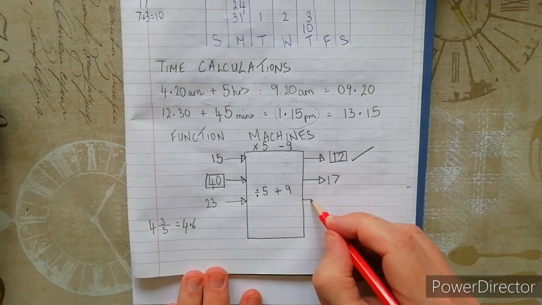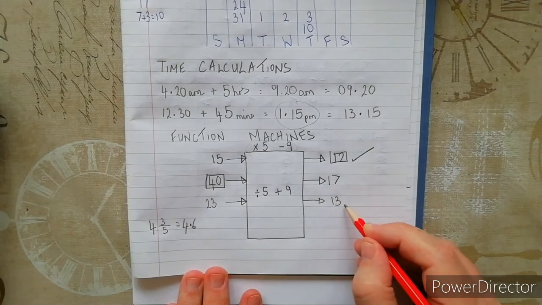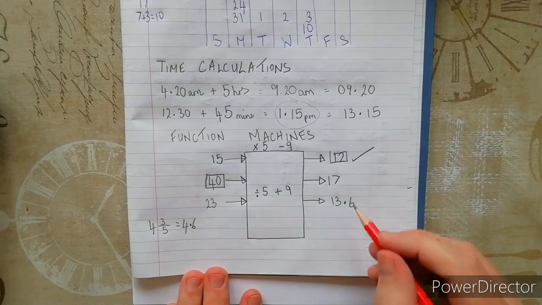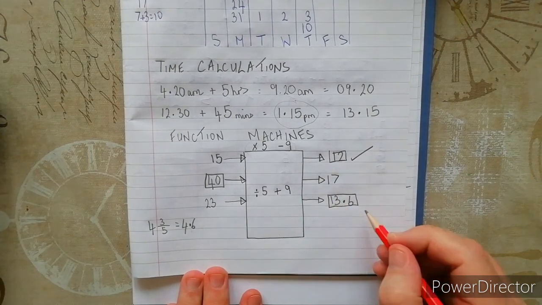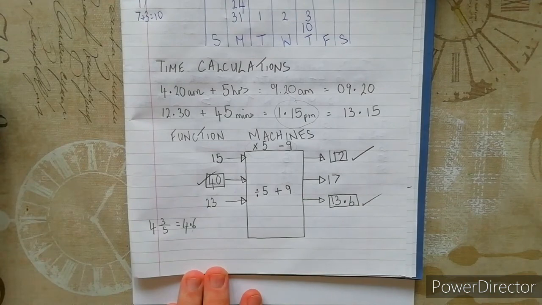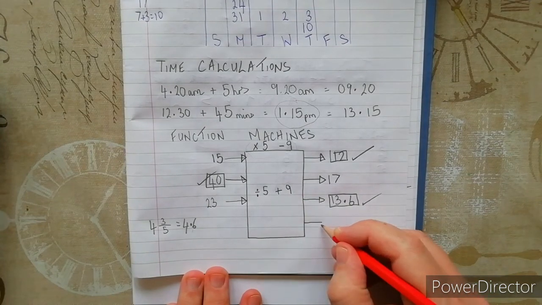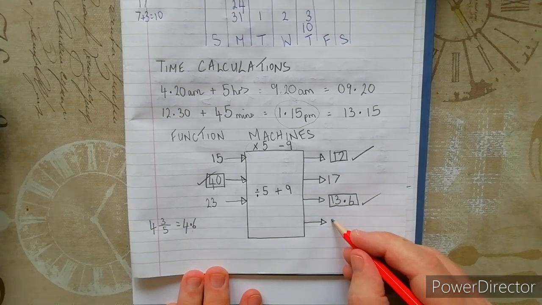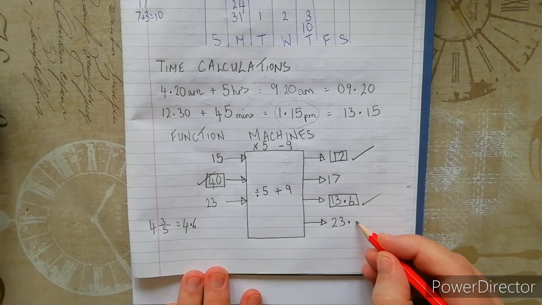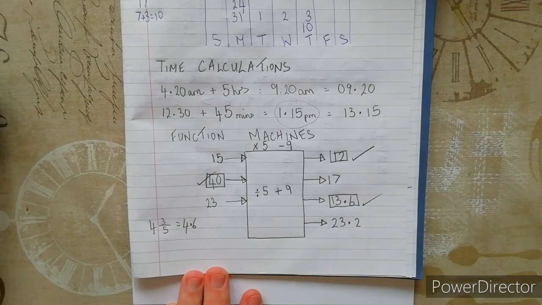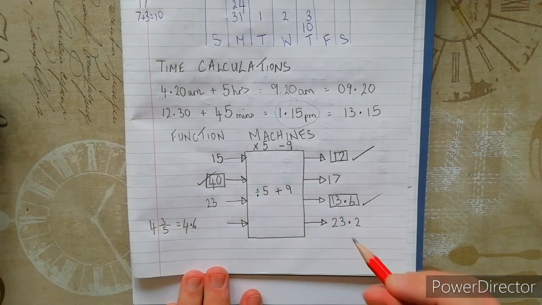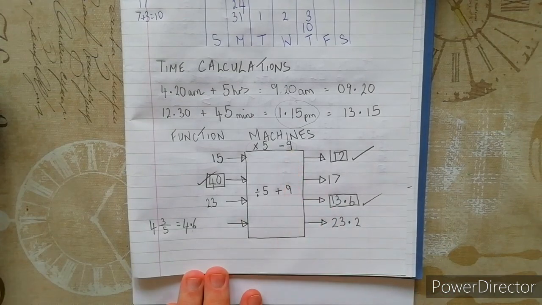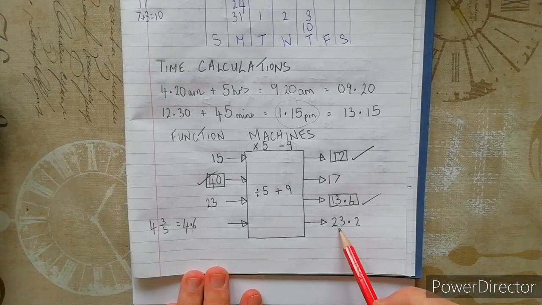Add 9 is 13.6. Let's do one more. And let's have another decimal. Pardon me. So let's have 23.2. And let's go back. 23.2, take away 9. So 23.2, take away 9 is 14.2.